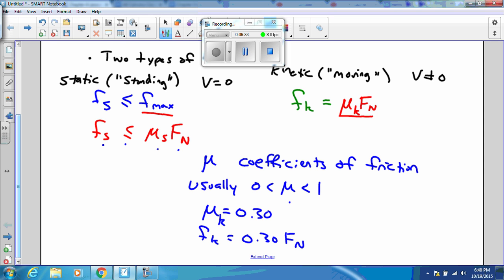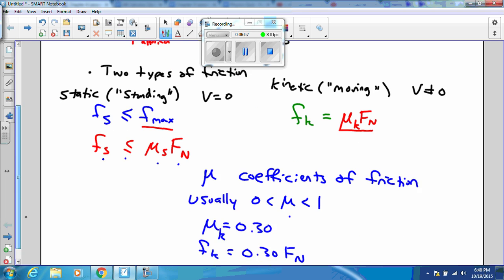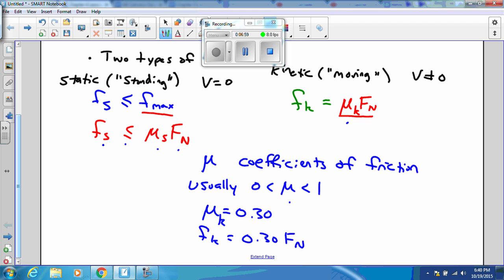Over here, with our static friction and the inequality, what we're saying is that the static frictional force will grow until it hits the max, and the max is exactly mu sub s times the normal force. And once it hits that max, then it can no longer hold the object in place, and the object now begins to move, and as soon as it begins to move, then it transitions over into kinetic friction.